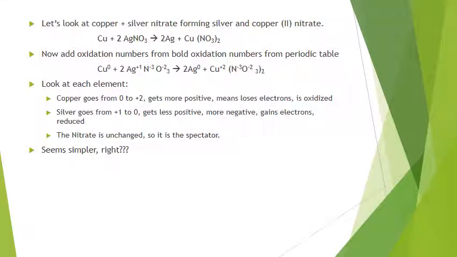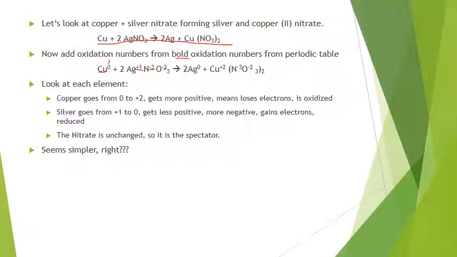Okay, so let's look at copper plus silver nitrate. This is the one where you put a penny into silver nitrate, and you make silver and copper nitrate. So here's the chemical reaction without the charges. And instead of adding charges, I'm going to put the oxidation states. An element all by itself gets 0. The oxidation state of silver is +1, so you can just look at the bold oxidation number. Nitrogen is -3, okay, oxygen is -2.